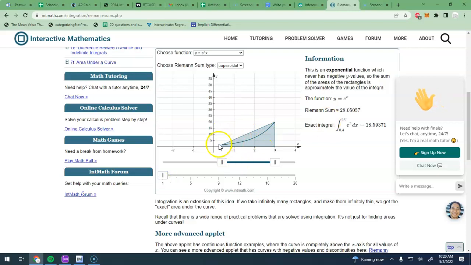When would it be an underestimate? What's true about this curve that makes a trapezoid overestimate? Yeah, it's concave up. So if this were concave down, your trapezoid would go underneath it. Does that concept make sense? Like what I'm trying to get across with the rectangles?